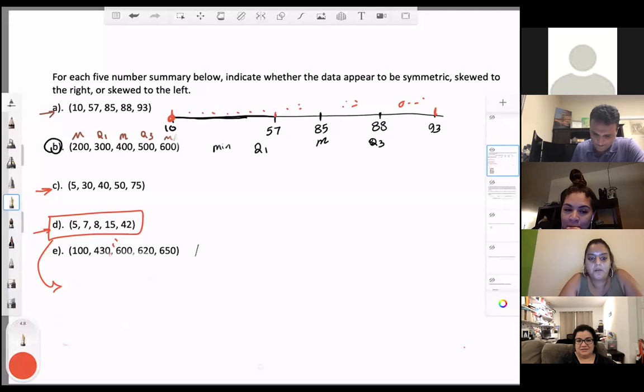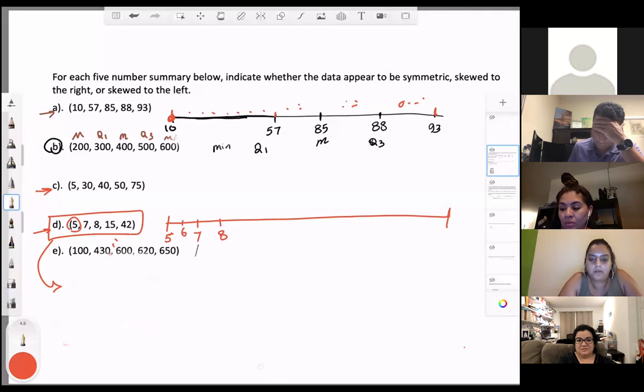So we have D. There is data here. This is a minimum. I'm going to start with 5. Then we go to 7. So 7, here is 6. Then we go to 8. Then we go to 15. Then we go to 42. So we have 15 as Q3.